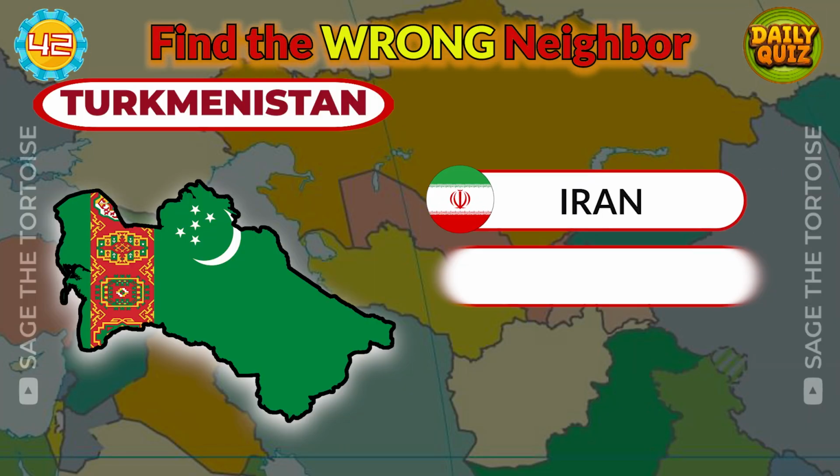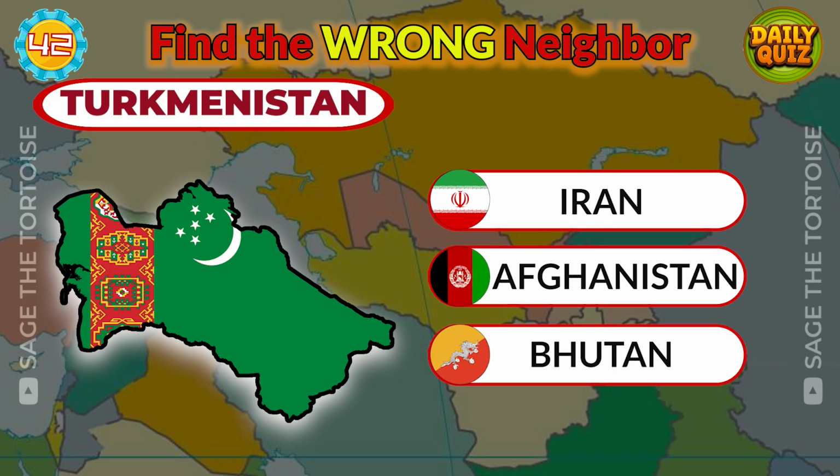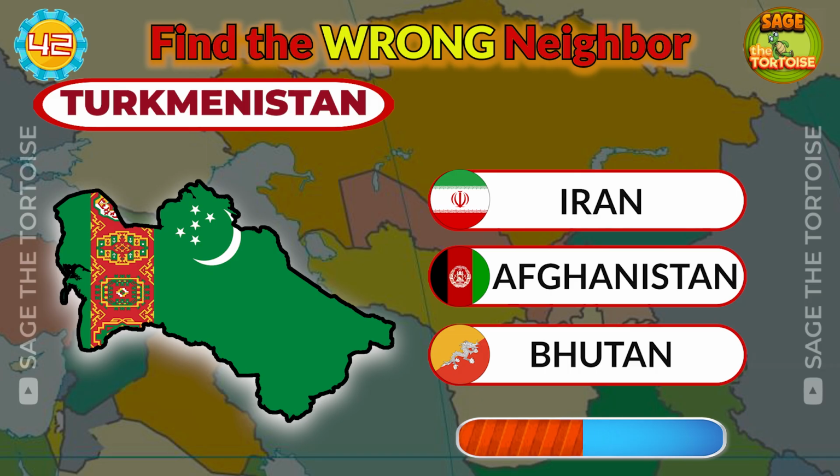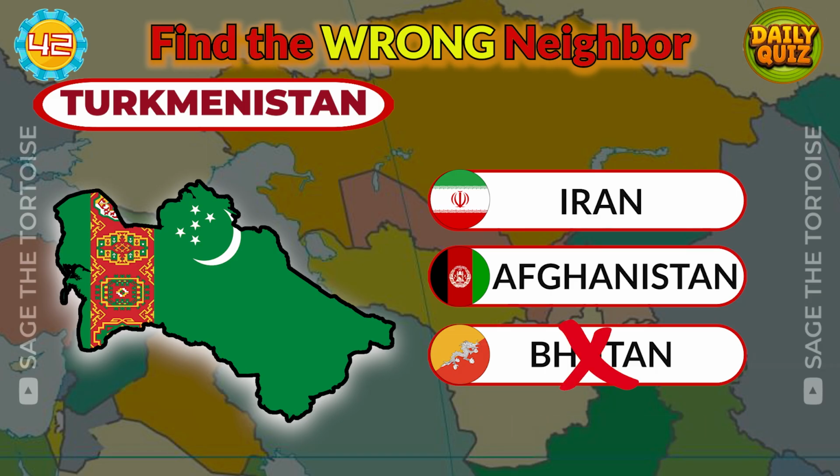Turkmenistan borders Iran, Afghanistan, and Bhutan. Which one is wrong? The answer is Bhutan.